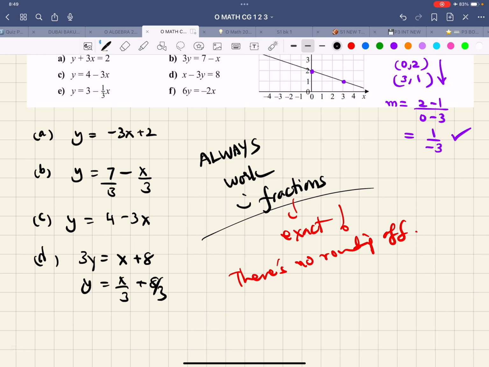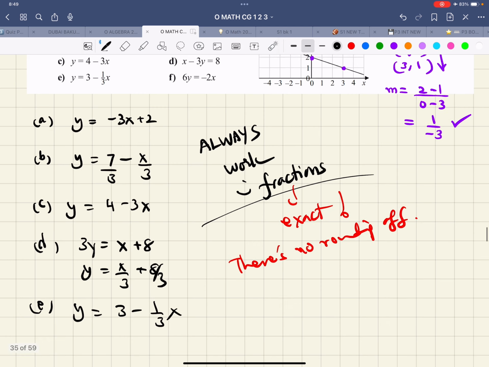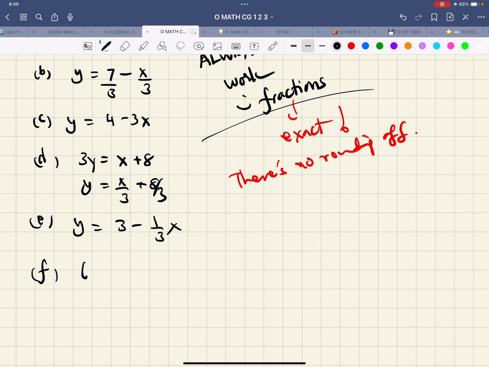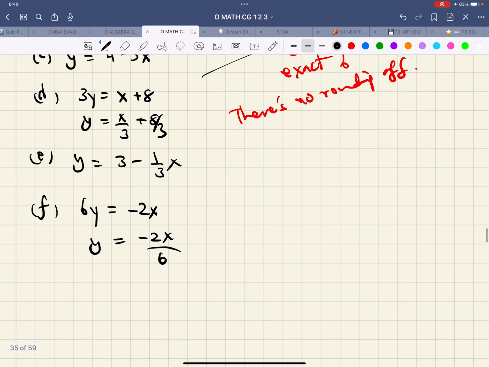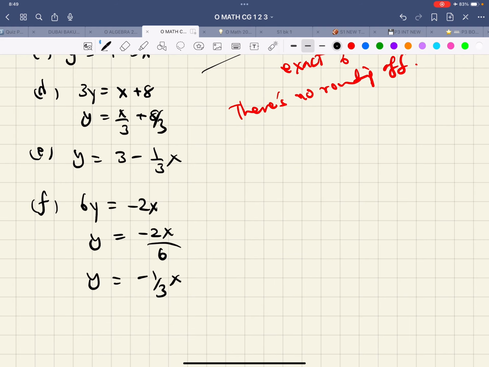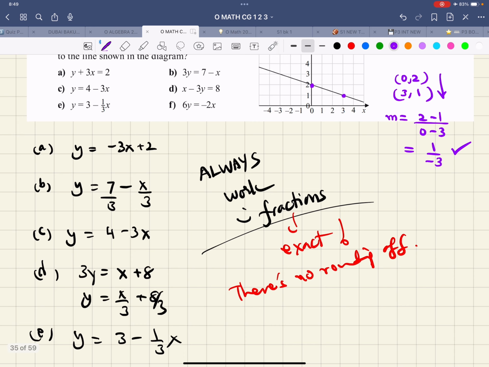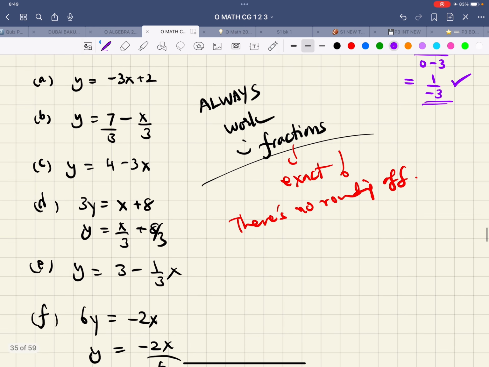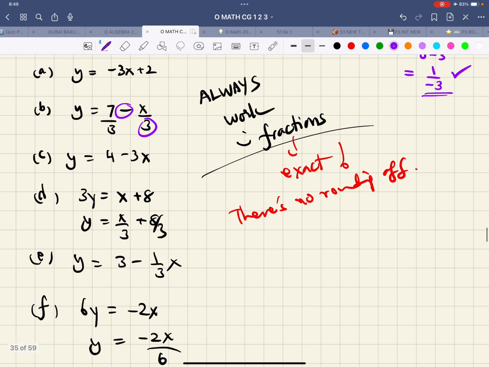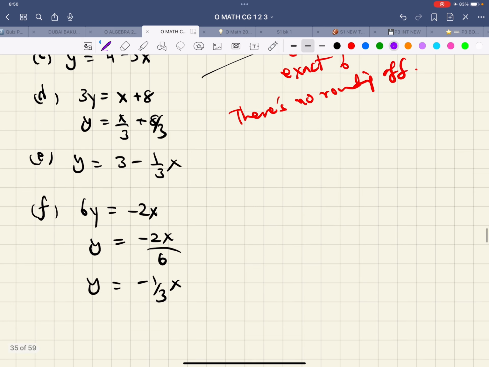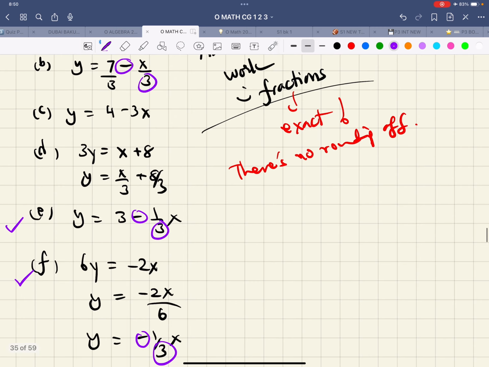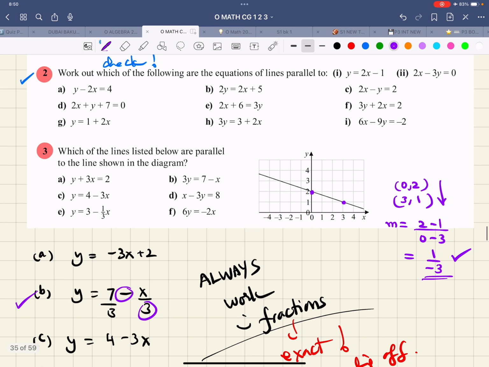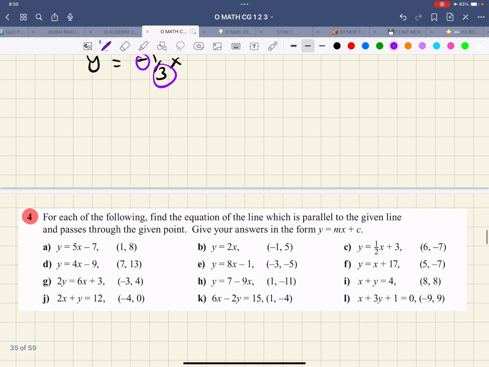What else is there? Part E. Now let me write part E. y = 3 - 1/3 x. And part F, 6y = -2x. Therefore, y = -2x/6, which can be written as -1/3 x. Now, I'm looking for a gradient which is -1/3. This is not. This is -1/3. This one is positive 1/3. This one is -1/3. This one is -1/3. So, part F, part E, and part B. These lines are parallel to the given line in the diagram.